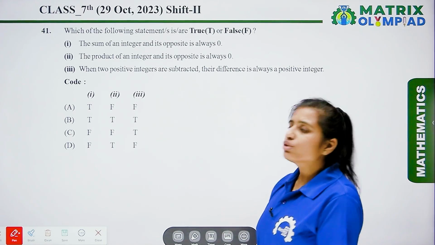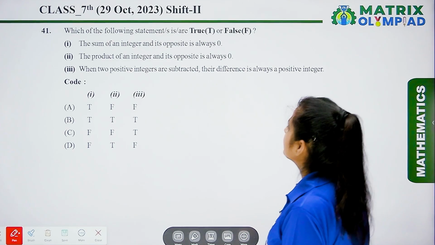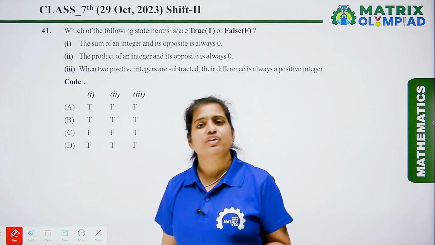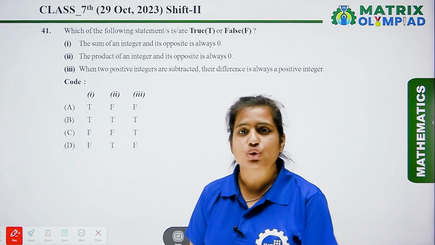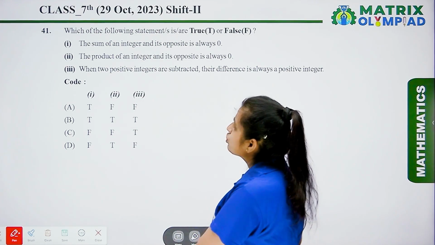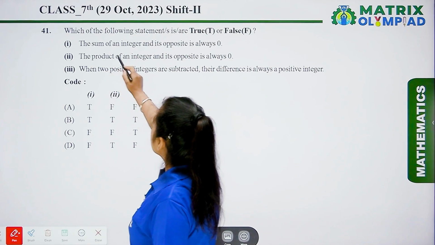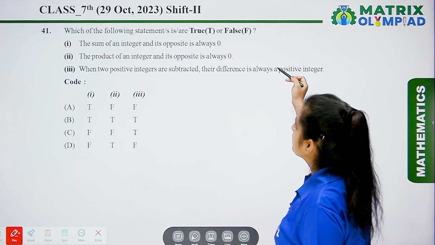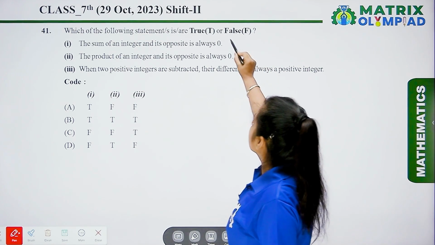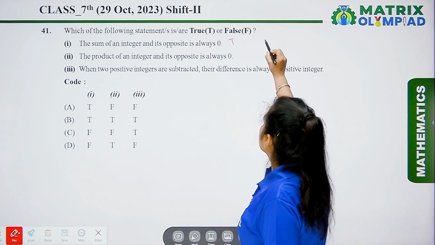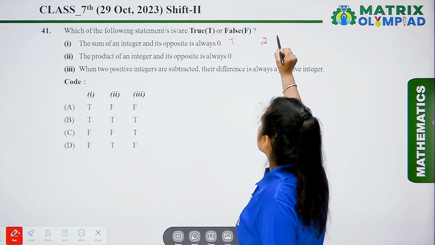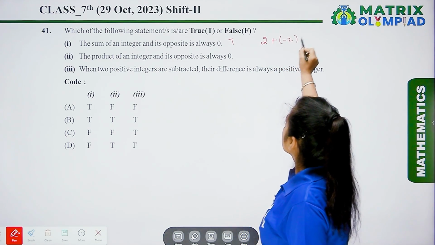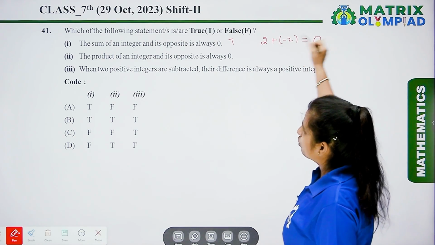Now the next question is question number 41. Which of the following statements is true or false? So here out of these three statements we have to find out which statement is true and which statement is false. So the first statement is the sum of an integer and its opposite is always 0. So the first statement is true. For example, the sum of an integer, say 2, plus its opposite is always 0.